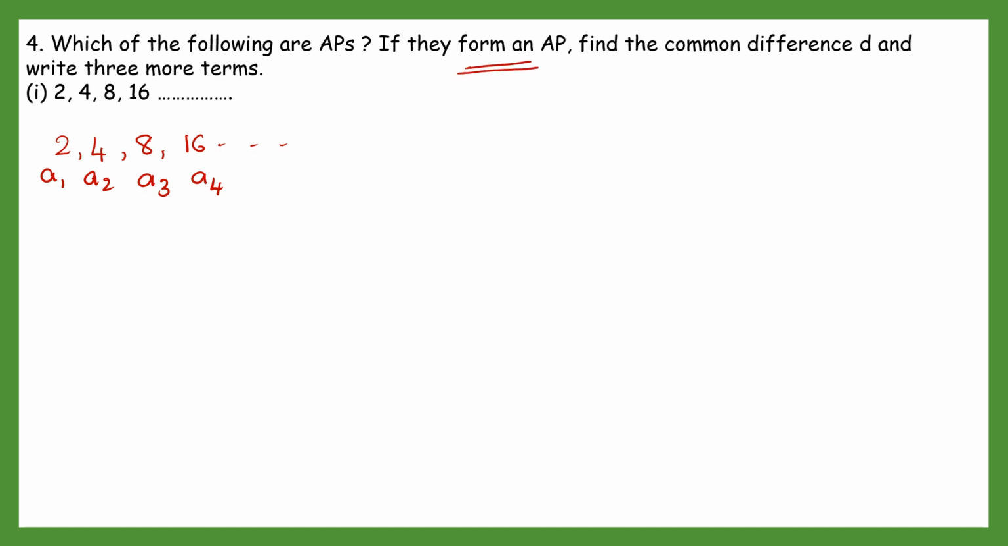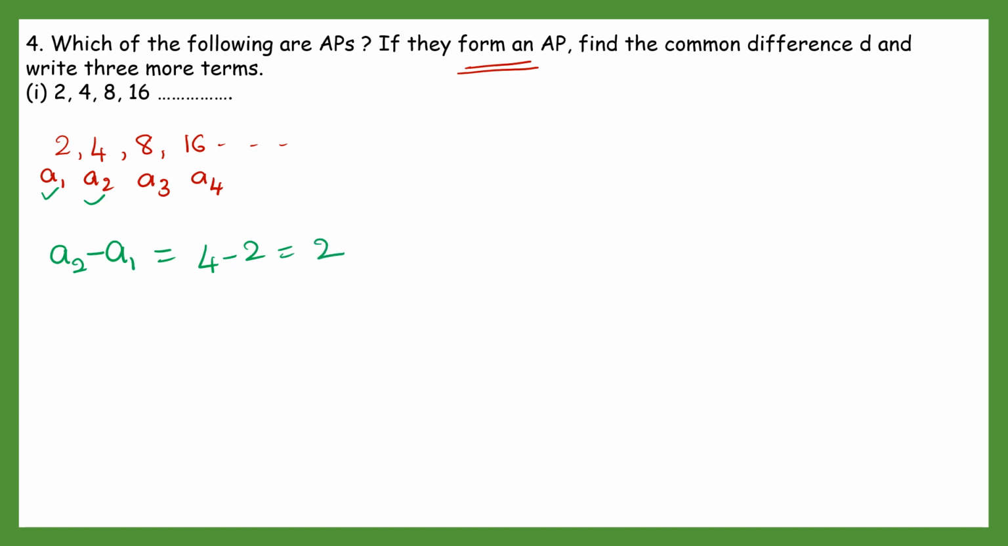How do you check it? We should find the difference between consecutive terms. If the difference between consecutive terms is the same, then you can tell that the given list is in arithmetic progression. Here consecutive terms are A1 and A2, one set of consecutive terms. Let's find the difference between the second term and the first term. A2 minus A1 is 4 minus 2.